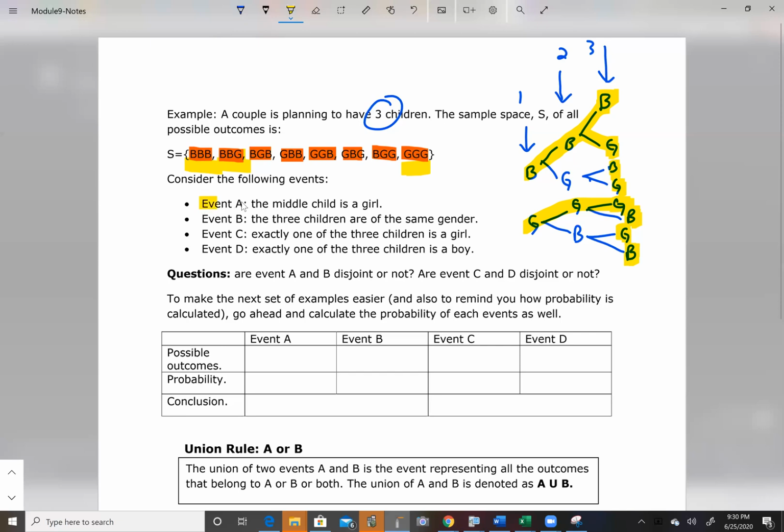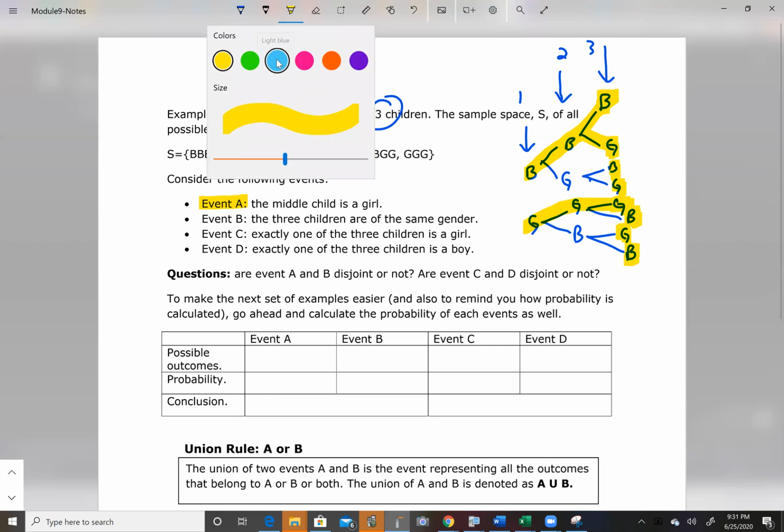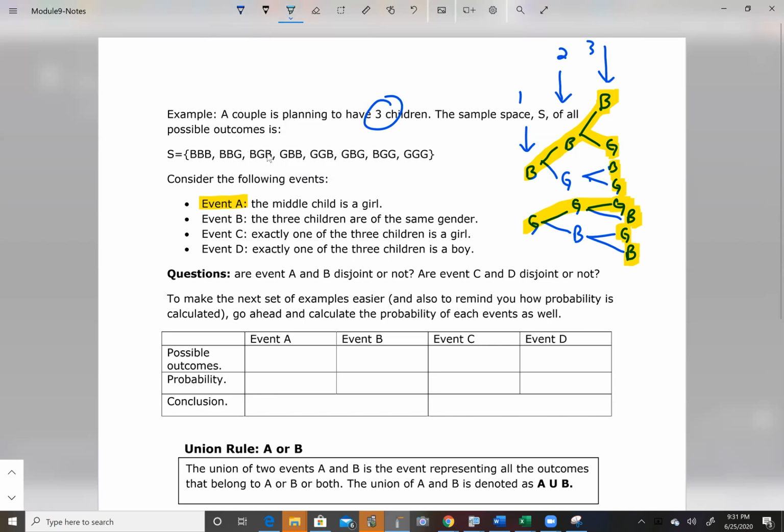Event A, the middle child is a girl. Okay, let's see. Let's erase some of this so I can go back through. Okay, the middle child is a girl. How many times does that happen? Let's take a look. Here, boy, girl, boy. Here, girl, girl, boy. Boy, girl, girl, and girl, girl, girl. Okay, event B, actually, let's match these up here.